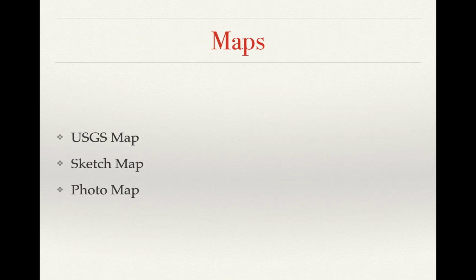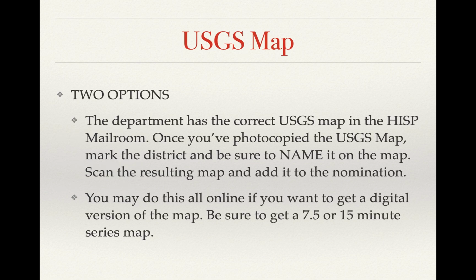Let's move on to maps. So there's 3 maps that you're going to include with your NR nomination: a USGS map, a sketch map, and a photo map. So let's start with the USGS map.